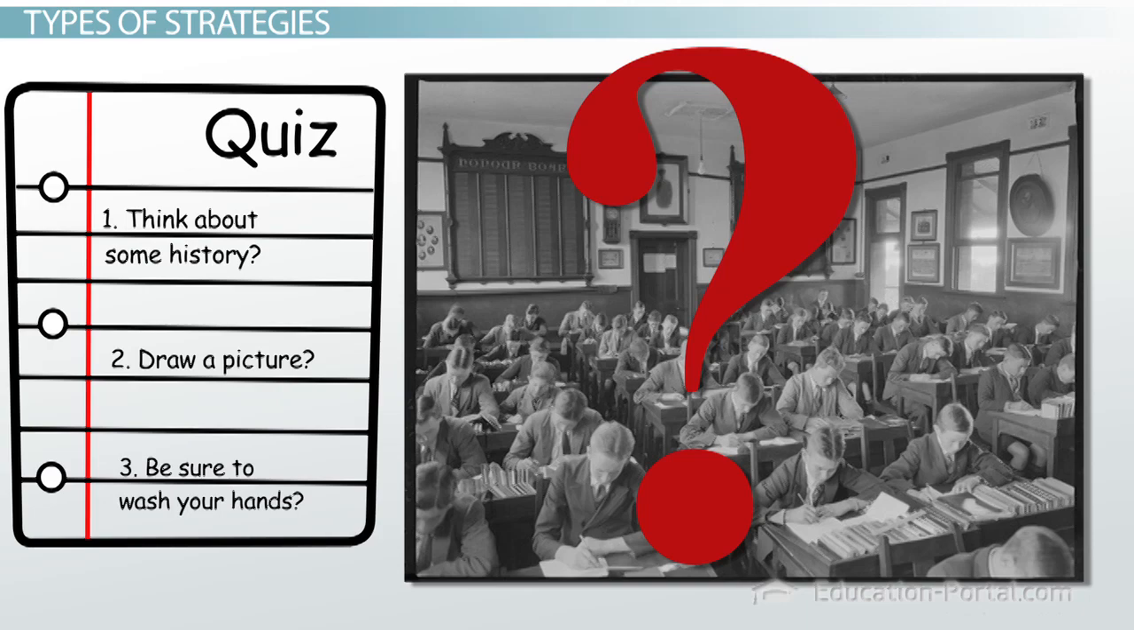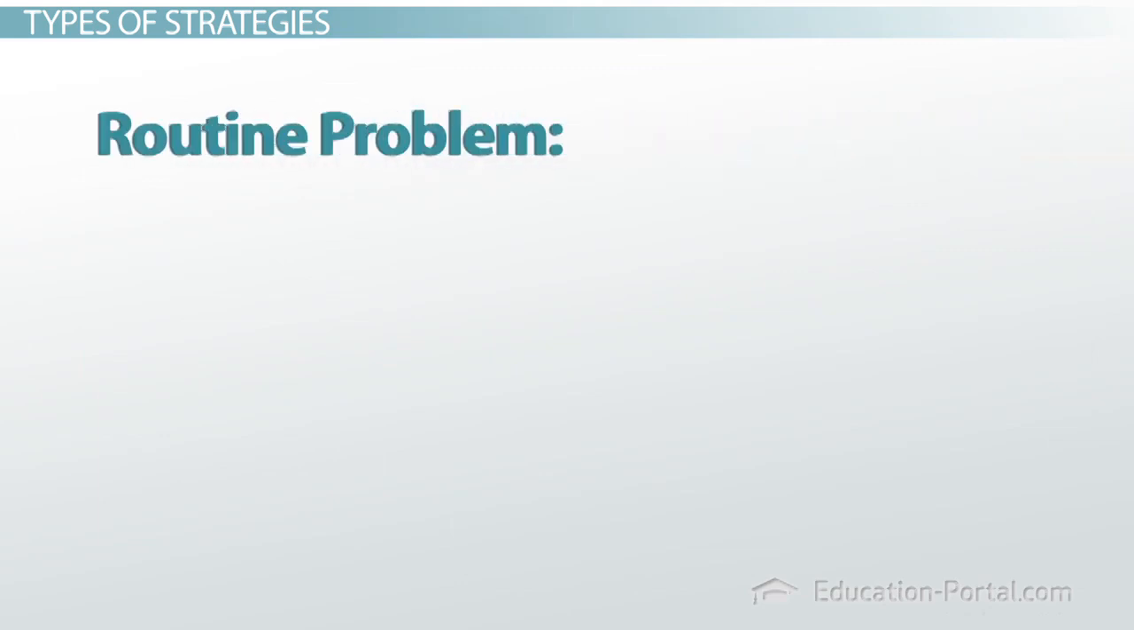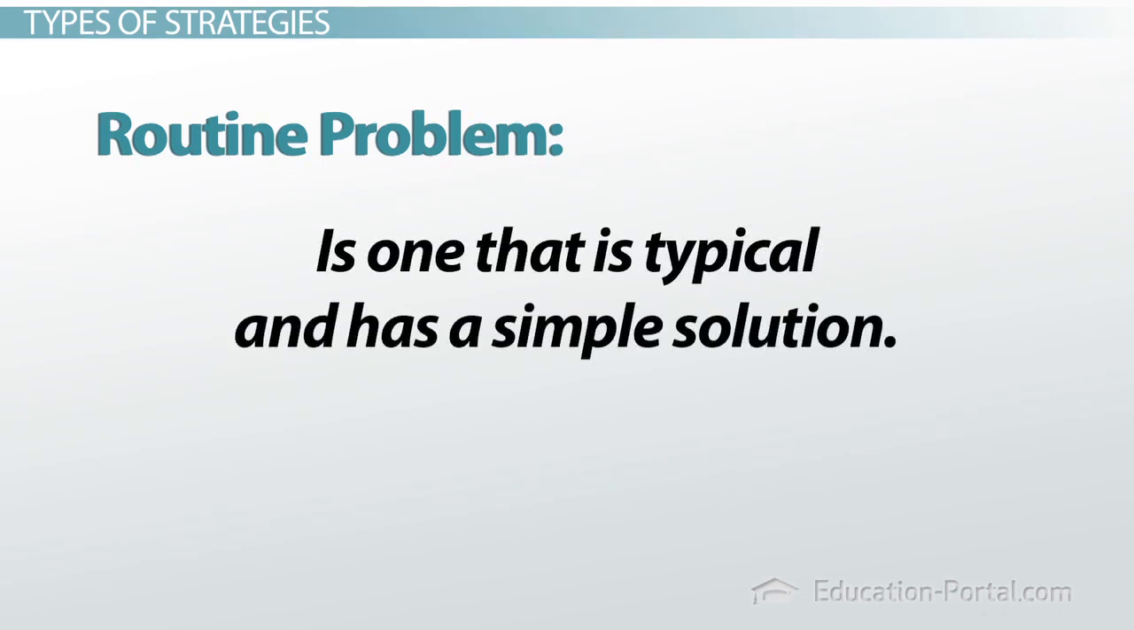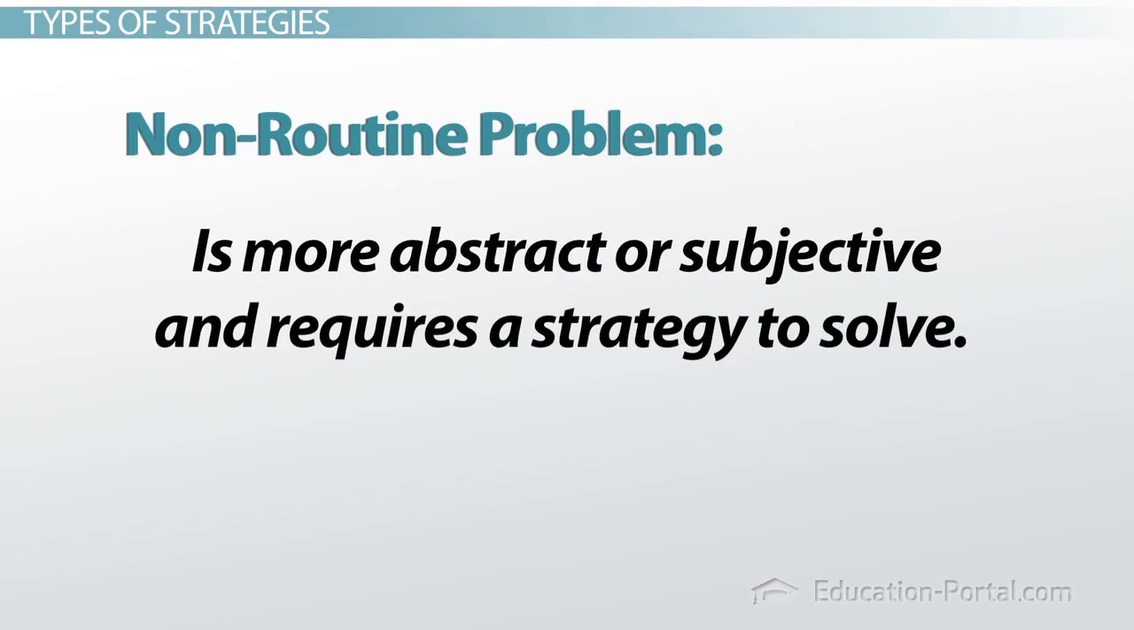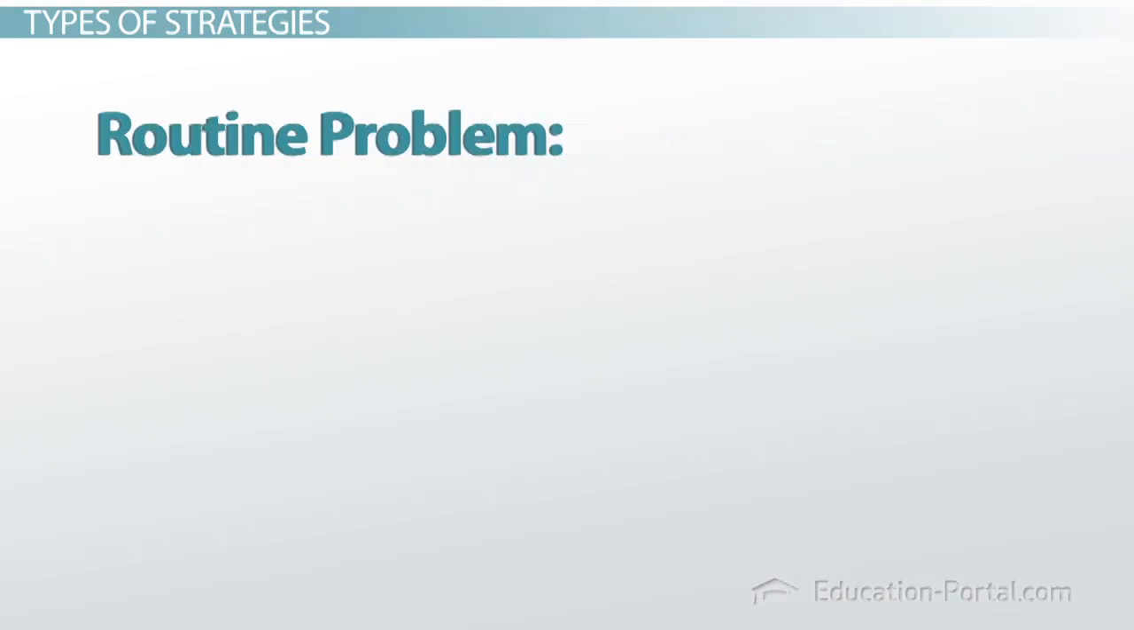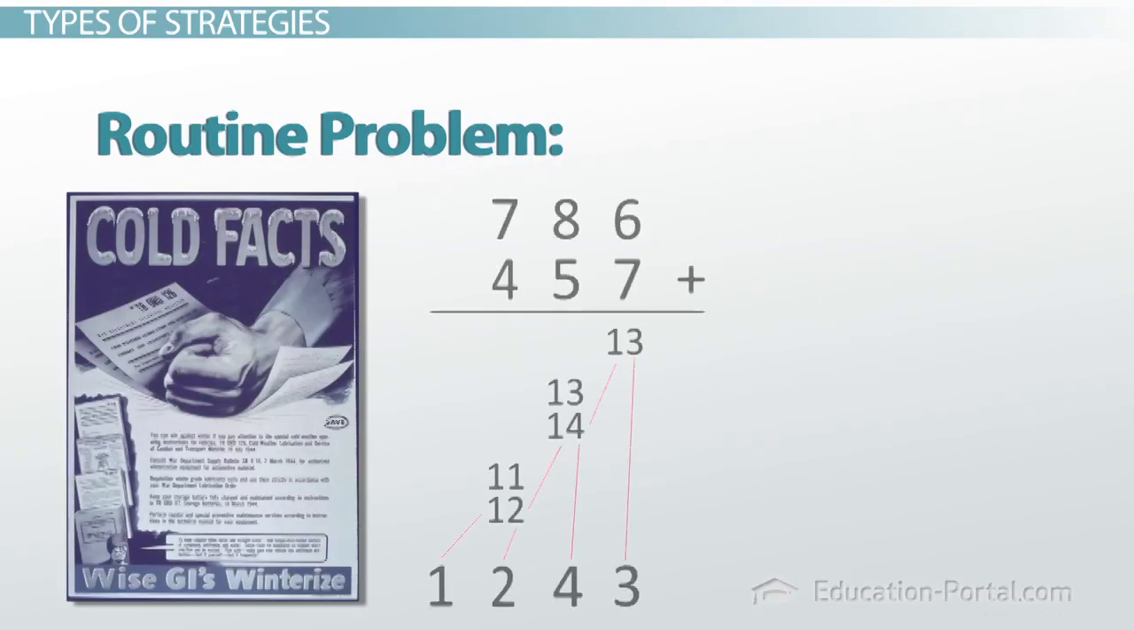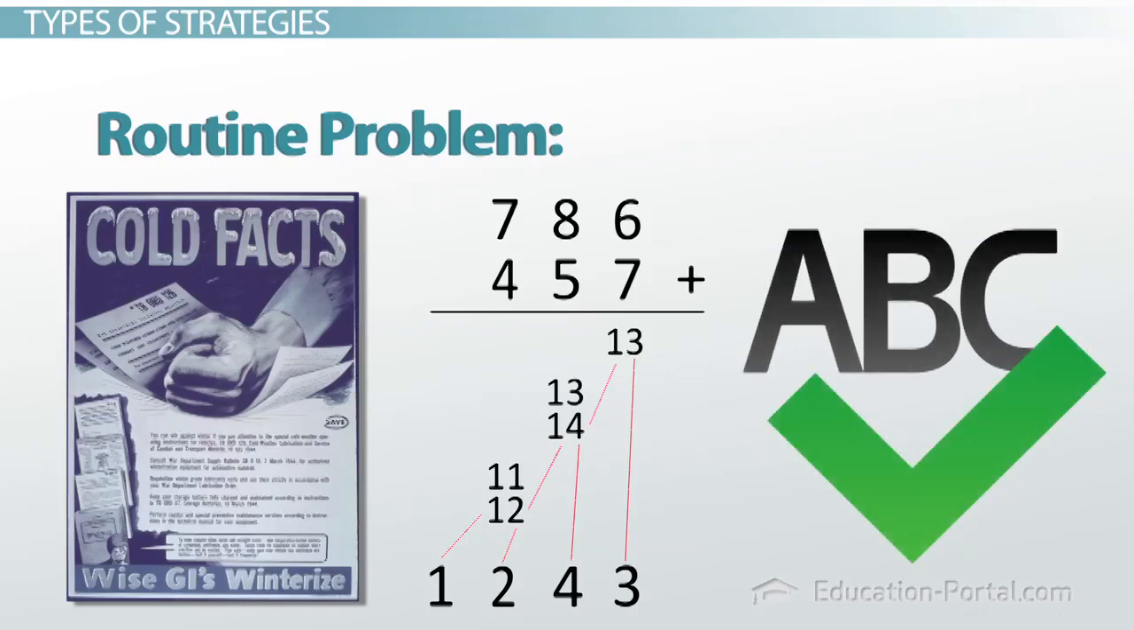The second way that educational psychology has broken down different types of problems is by making a distinction between routine and non-routine problems. Just like the name indicates, a routine problem is one that is typical and has a simple solution. In contrast, a non-routine problem is more abstract or subjective and requires a strategy to solve. Routine problems are what most people do in school: memorizing simple facts, how to do addition and subtraction, how to spell words, and so on.